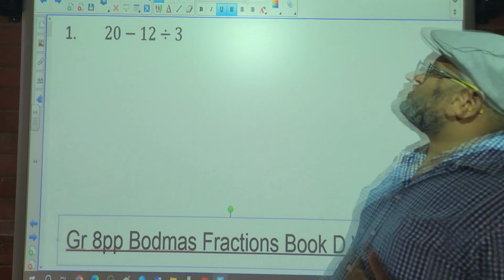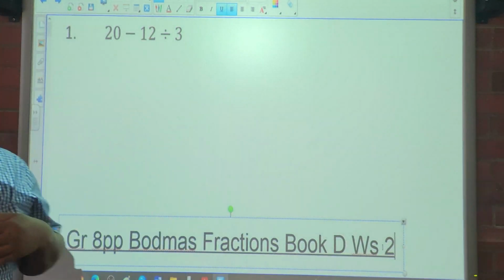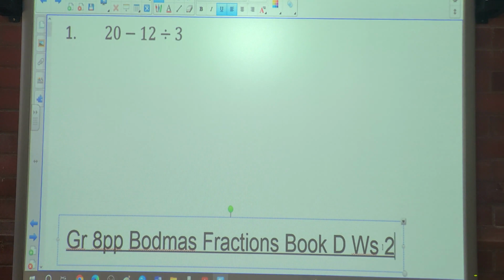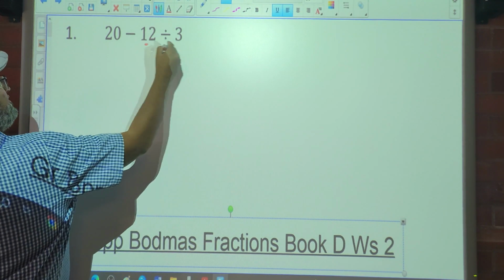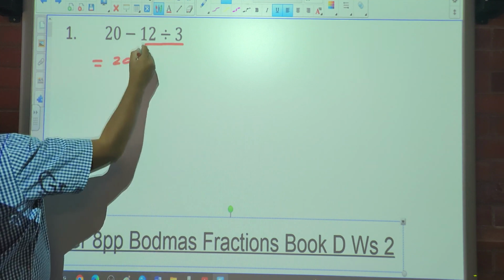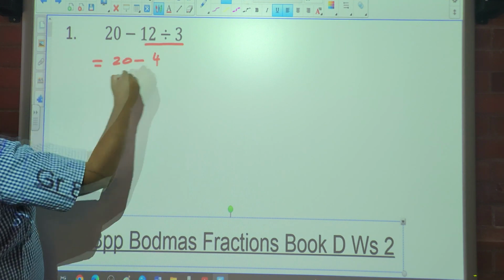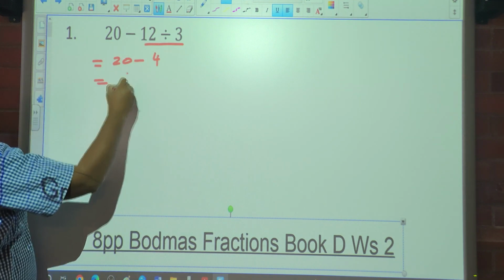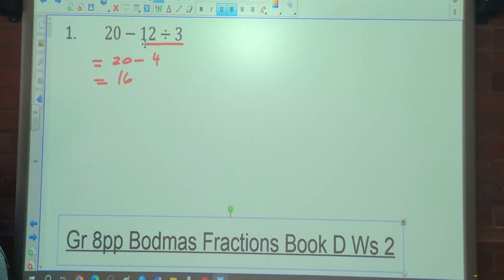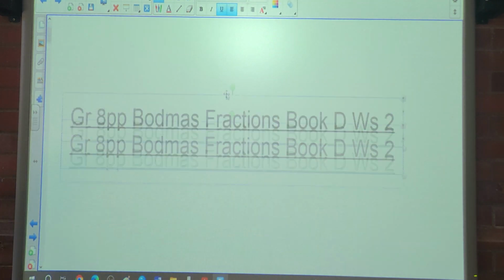Okay, so the first sum says 20 minus 12 divided by 3. So what do we have? We have subtraction and division. So what must be done first? Division. So 12 divided by 3 is 4. 20 minus 4 is 16. Any confusion there? No, sir.